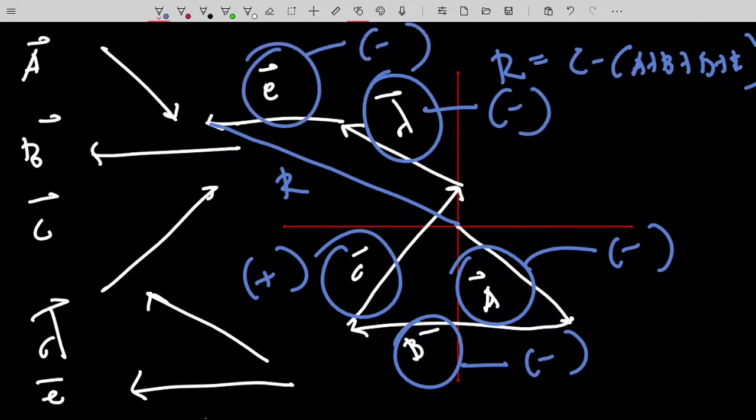So that is how you draw vectors graphically. Now what if we have different values for your vectors?